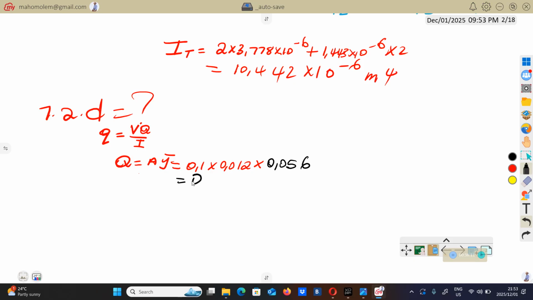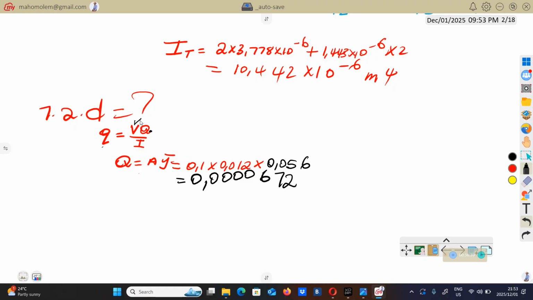Then you'll get 0.00000672. That will be Q. The Q of this one. Remember, we've got two of them. So this one is area moment. This one is the shear flow. So we're trying to find the shear flow.